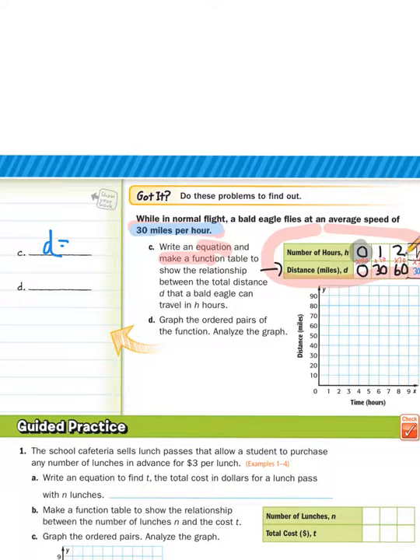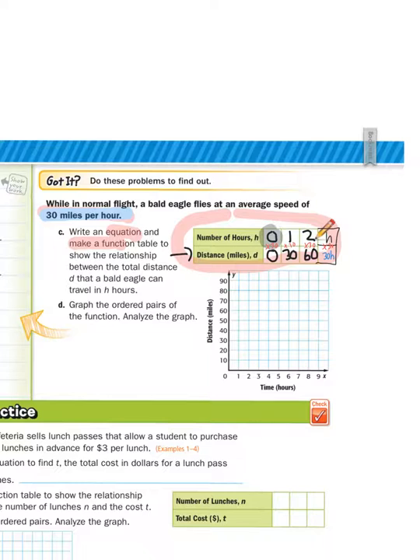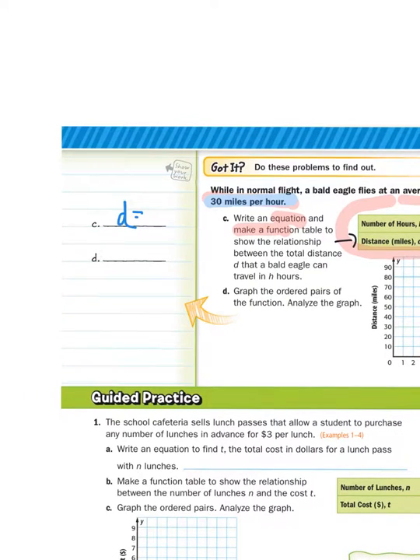Okay, so this is how you get the rest of your equation. You start, like I said, with the d equals, and then you look at the function rule. Remember, for each number, we multiplied by 30. So when we got to h, we did h times 30, which is 30h. So that 30h just has to go after your equation, d equals 30 times h. And if I read that with words, it means the distance of a bald eagle is 30 times the number of hours it flies, because it goes 30 miles per hour.